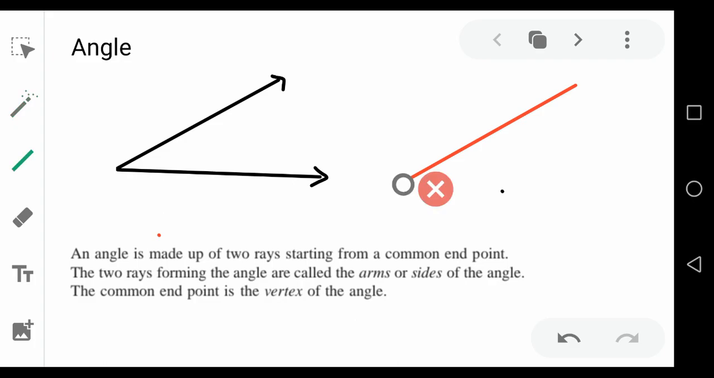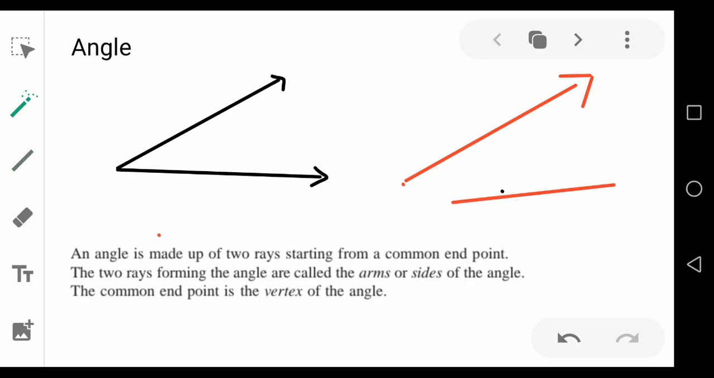One endpoint will be there and the other side will be continuing. That means only one endpoint is there. The other side will be extending. We can extend a lot. That's why we're putting that arrow mark. So this is a ray. Okay. So one more ray we are talking about. So two rays for an angle.